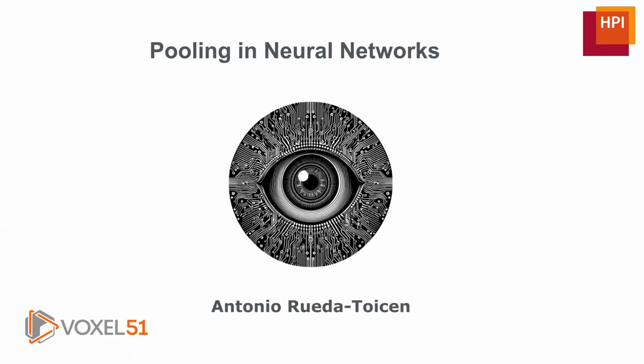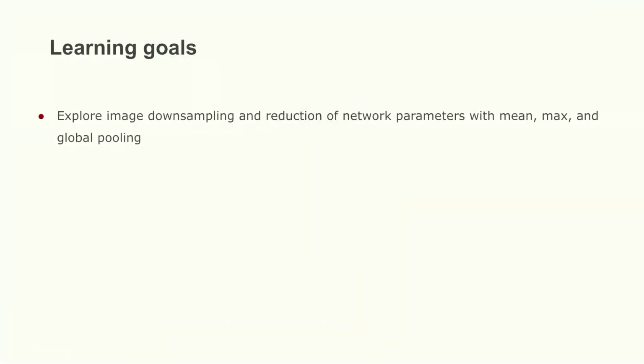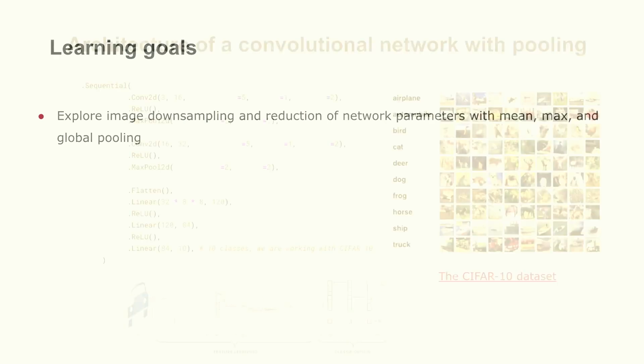Hi, in this video we will explore pooling, a technique that reduces the size of feature maps and the number of parameters in neural networks. This presentation covers max, min, and global pooling operations. We're going to see how these operations work in practice.